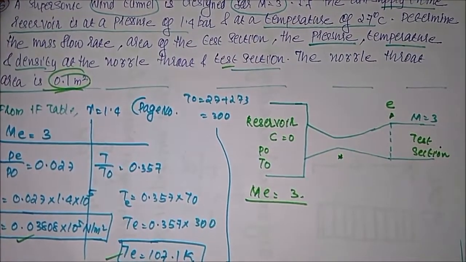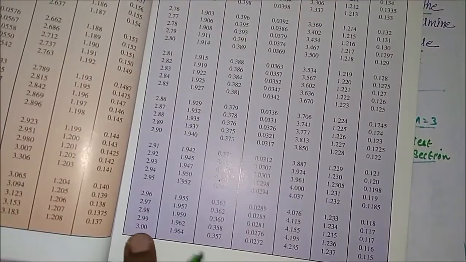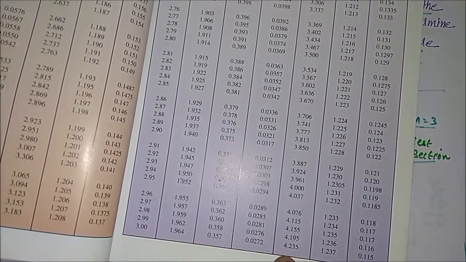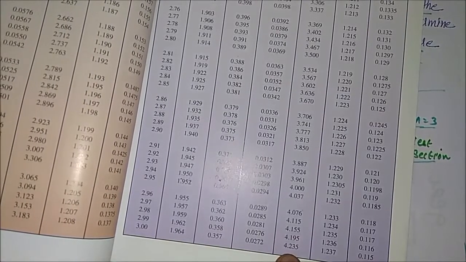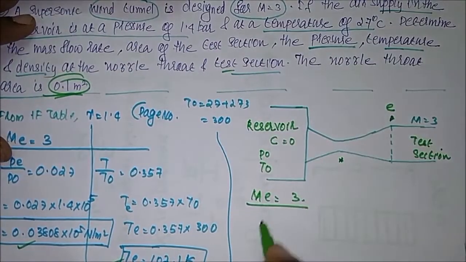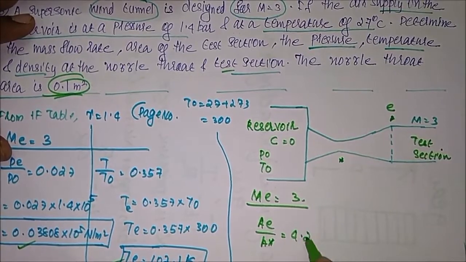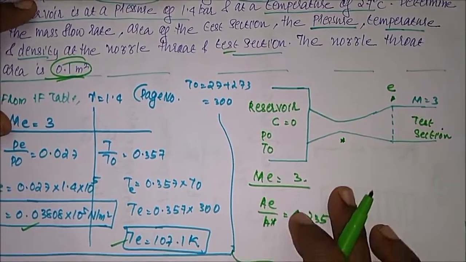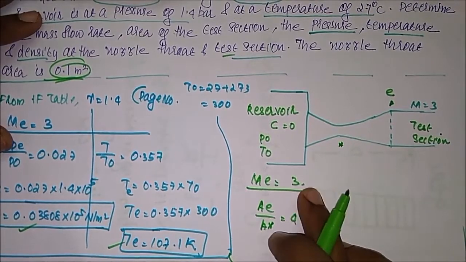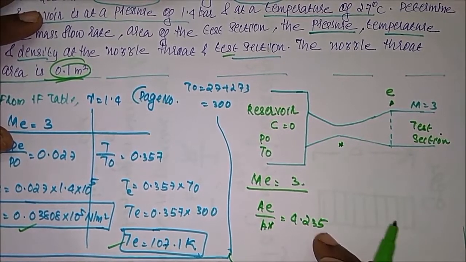The throat area is given in the question, right? If so, we can write one more ratio from this: Mach number 3 corresponding A by A star, A by A star is equal to 4.2351. That is, AE divided by A star is equal to 4.2351. This is for Mach number 3, right? Mach 3 corresponding area ratio, that is AE divided by A star, is 4.235.